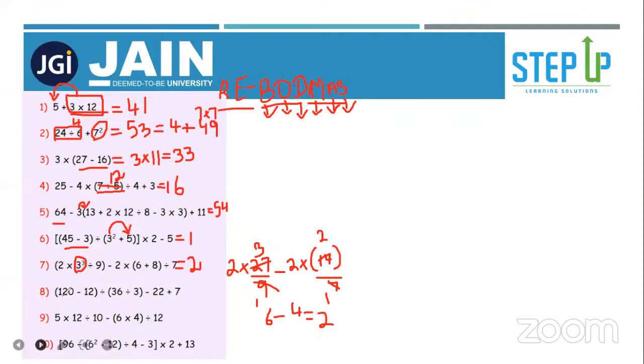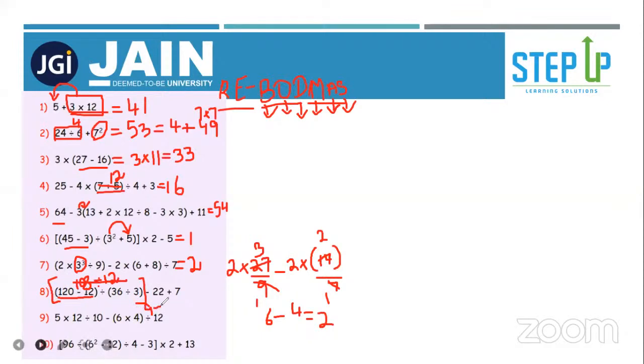Okay, the eighth one, 120 minus 10, 110 minus 2, that is 108. Divided by 36 divided by 3 is 12. So 108 divided by 12, that is 9. So the whole thing is solved. Answer is just 9.